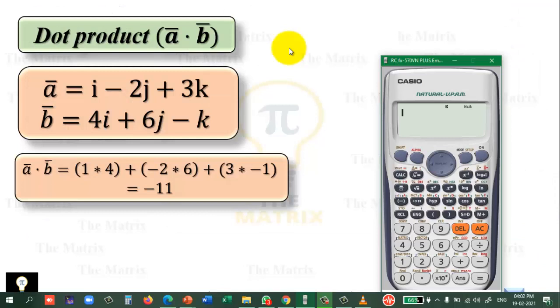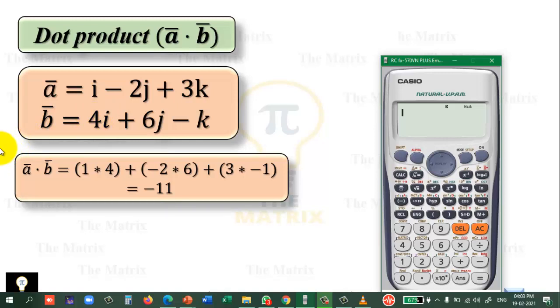Here, to see the dot product of two vectors, I have taken a bar as i minus 2j plus 3k and b bar as 4i plus 6j minus k. We know that vectors are given in this format. Now, in general, the dot product of two vectors is taken as the product of coefficients of i plus the product of coefficients of j plus the product of coefficients of k, whereas i dot i, j dot j and k dot k are 1. So for these two vectors, their dot product is minus 11.